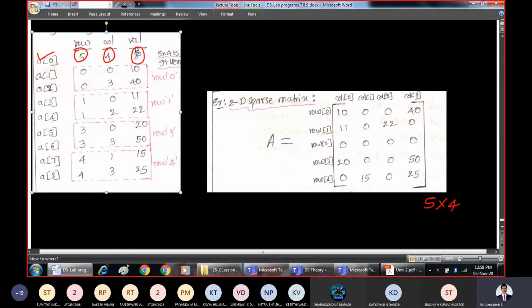We are concentrating on non-zero elements. Don't worry about zeros. How many non-zero elements do we have? 10, 40, 11, 22, 20, 50, 15, and 25. What it indicates is that the first row says there are 5 rows in the sparse matrix, 4 columns in the sparse matrix, and 8 non-zero elements. This is the meaning of it. Now, for every non-zero element, you go on representing. A of 1 will indicate the first non-zero element, then the second, third, fourth, fifth, sixth, seventh, and eighth. So these are going to represent the locations of the non-zero elements.